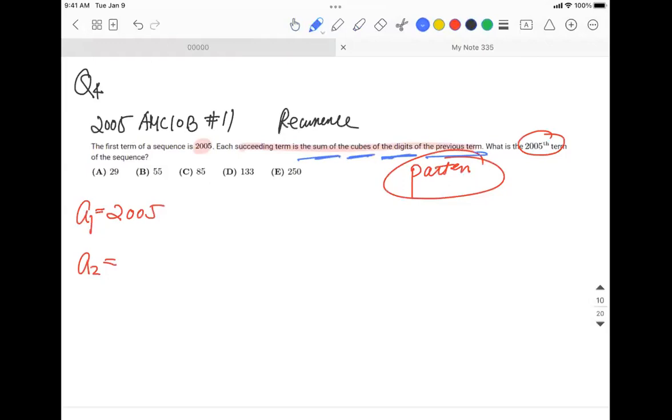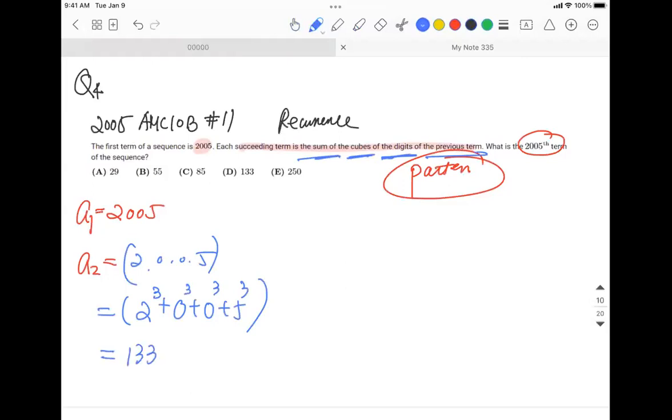So what are the digits of the previous term? 2, 0, 0, 5, right? You want to make the sum of the cubes: 2 cubed, 0 cubed, 0 cubed, 5 cubed. The sum of the cubes of the digits of the previous term. Okay, so that being said, your A2 will be 133. So this is the meaning of the sum of the cubes of the digits.